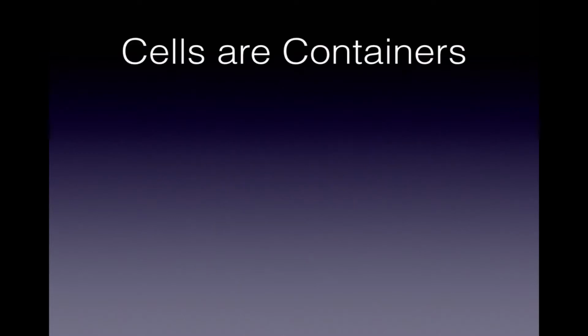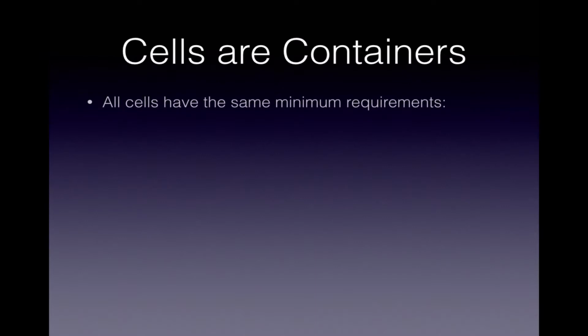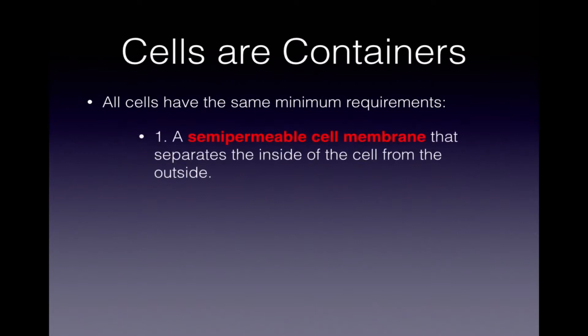All right, now at the most basic level, cells are containers. All cells have the same minimum requirements for the construction or the architecture of these containers. The first thing you have to have is a semi-permeable cell membrane. This is a skin, so to speak, that separates the inside of the cell from the outside. We say that this skin is semi-permeable because it can control what enters and what exits the cell. It isn't like it just has holes in it where anything can go in and out. It is semi-permeable in the sense that it's selectively permeable. Some things can pass through and some things can't.